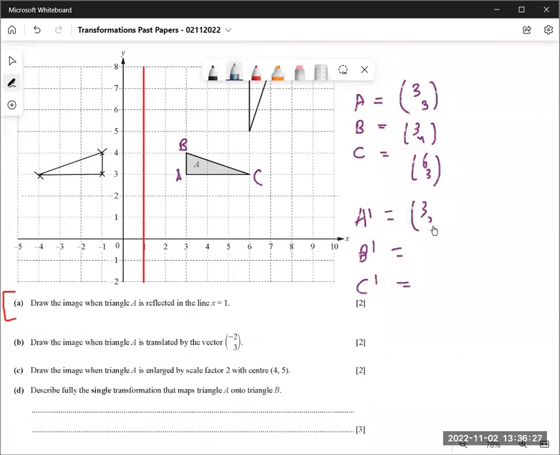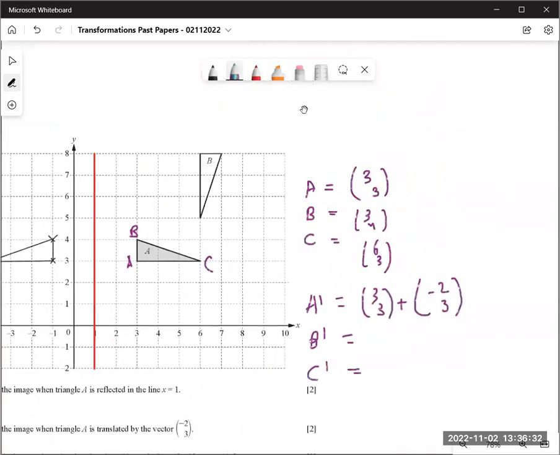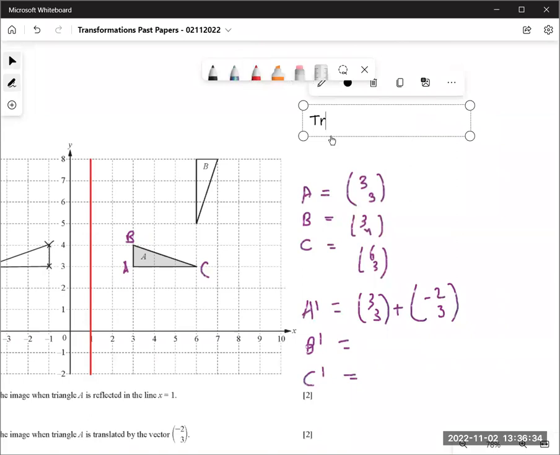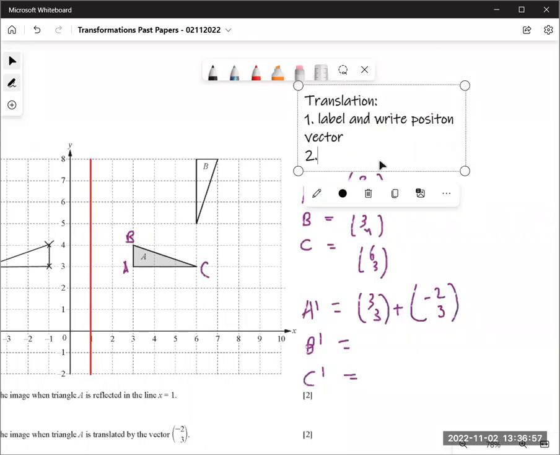We take 3, 3, and we add the vector -2, 3. So translation. Give me the answer in your notebook, Anas. Add all the vectors and send it to me. Now translation: first step was to label and write the position vector. Then in the chart, Anas, the second step was to add the translation vector.